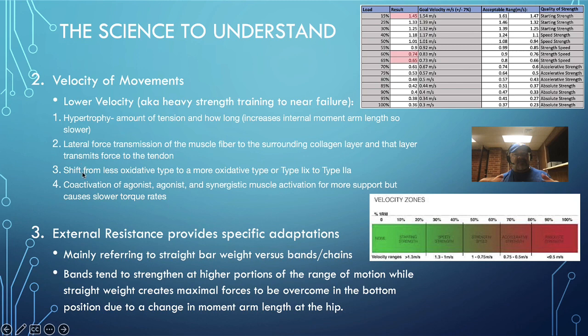And there's going to be a shift, though. Here's the bad one: from a less oxidative type, say type 2X, to a more oxidative type, or type 2X to type 2A. That's not a good thing either if you're trying to be fast. Another thing too is when you're going super heavy, there's going to be coactivation of the antagonist with the agonist, because it's helping to support the joint. So when you're squatting, you're going down, and your quads are lengthening, your hamstrings are also engaging, and that's causing it to slow down.